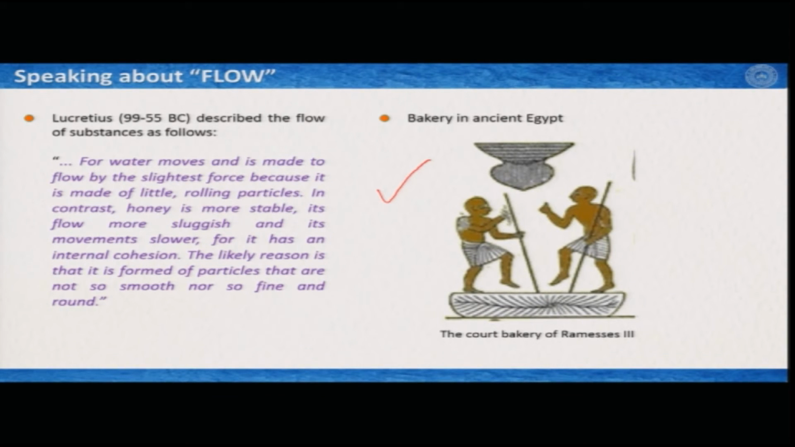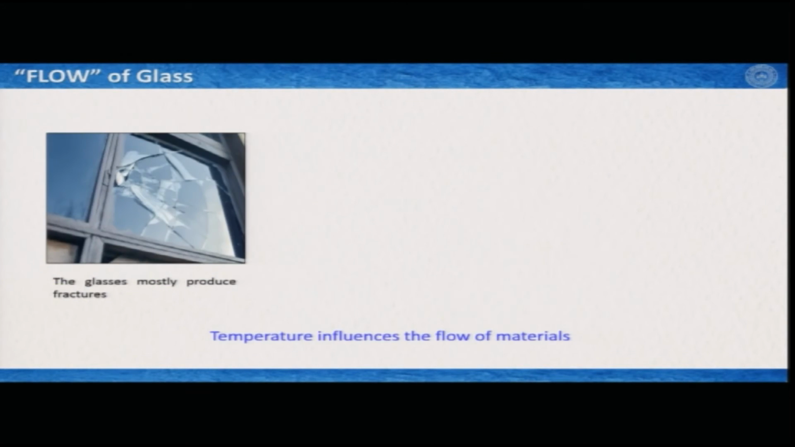So it's a bakery, and they call it the court bakery of Ramesses III. What these two people were trying to do here, probably this container has dough, so flour and water, and they're trying to press it or roll it with their feet, and then these two little rods are there to check the consistency of this flour. By experience, probably they know when the consistency is right, then they send it to the next stage. So, the study of rheology is very old, and we have used it for a pretty long time.